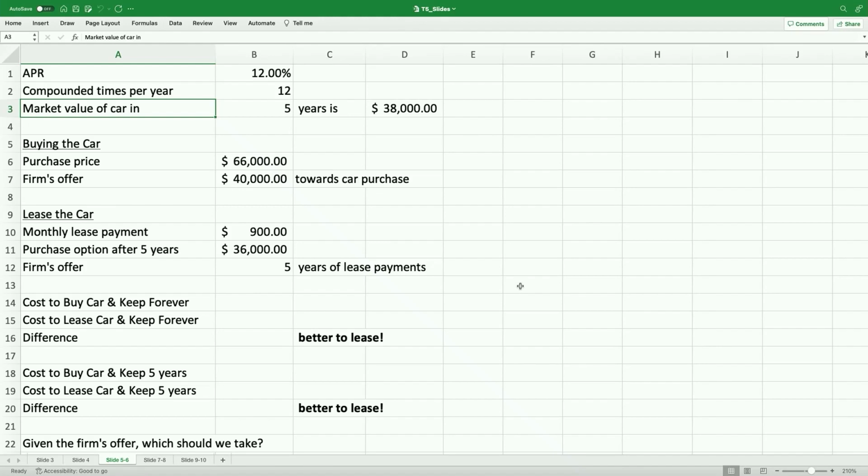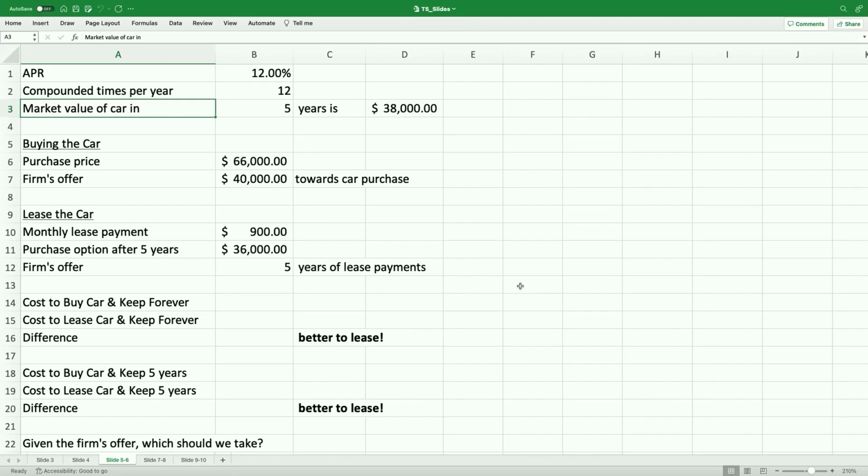We were told that. Here are the important variables. If you buy the car, the purchase price is $66,000. The firm is offering to give you $40,000 towards that. Remember, that's the firm's offer. If you lease the car, the monthly lease payments are $900. You can keep the car after the 5 years of lease payments if you pay $36,000 to the dealership. The firm's offer in the lease case is to pay for 5 years worth of lease payments.